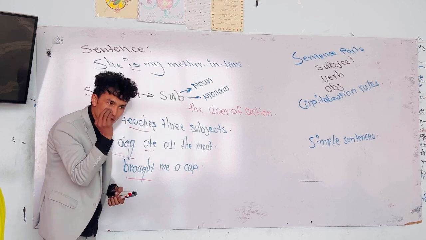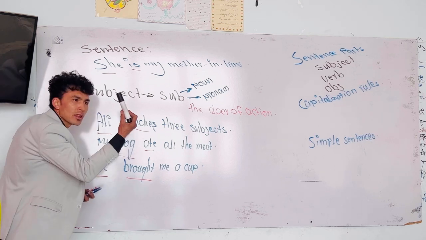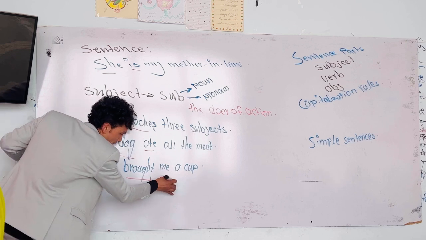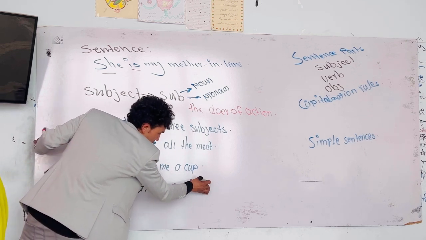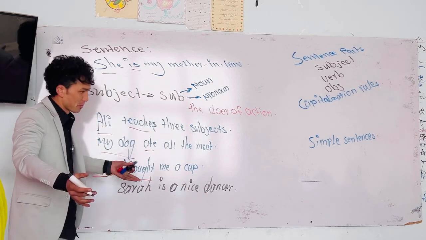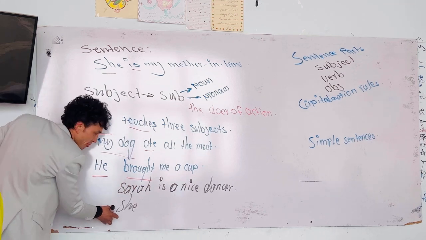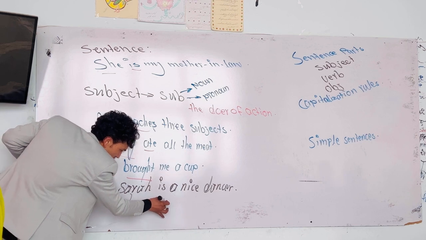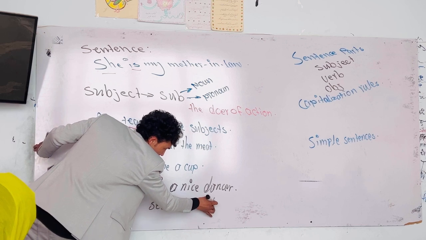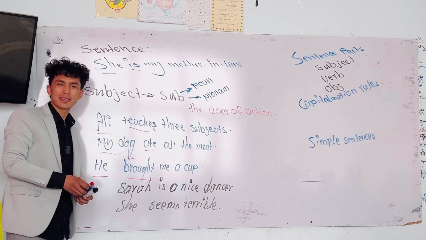Sometimes some sentences may confuse you. How? Let's go with some more sentences with the black marker. Somebody says, for example, Sarah is a nice dancer. Do you know dancer? Sarah is a nice dancer. The person who dances is called a dancer. Very well. Now she, for example, sings. She seems terrible. Seems, look.